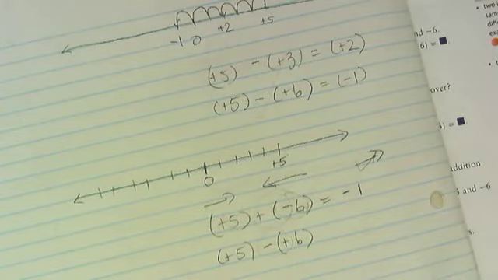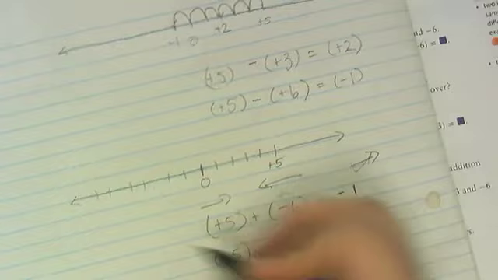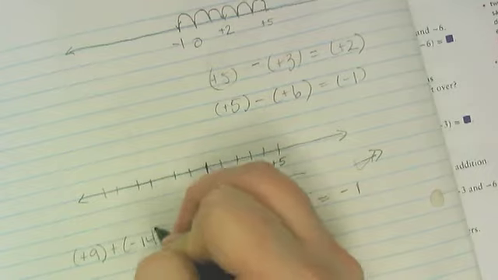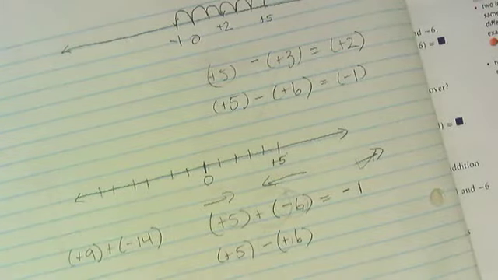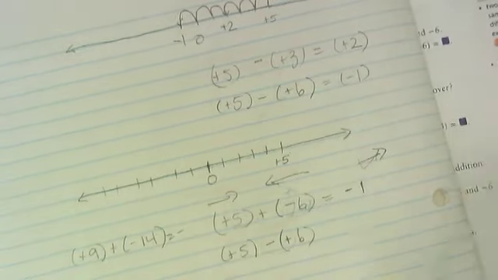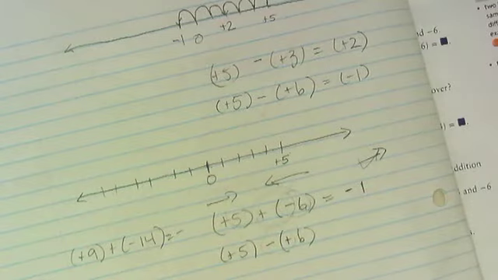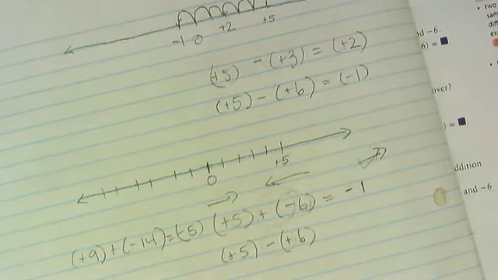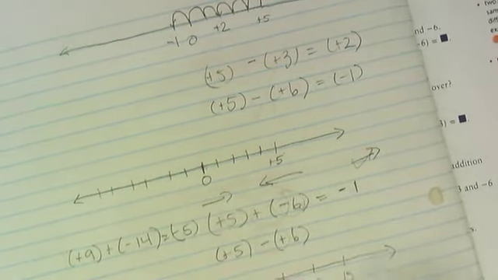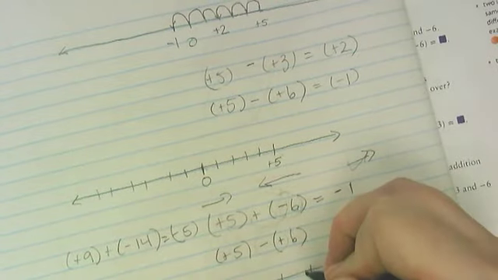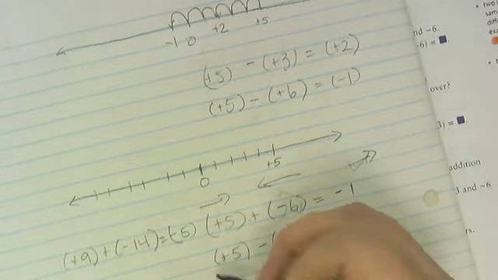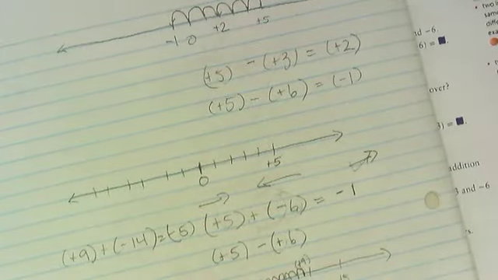Okay? So if I have now positive 9 plus negative 14, is my answer going to be positive or negative? Negative, because my negative number is bigger. And how much bigger is my negative number? It's 5 bigger, so my answer is negative 5. If you look at it on a number line, okay, I start at positive 9. There's positive 9. I go 14 this way, 14, and I end up at negative 5.